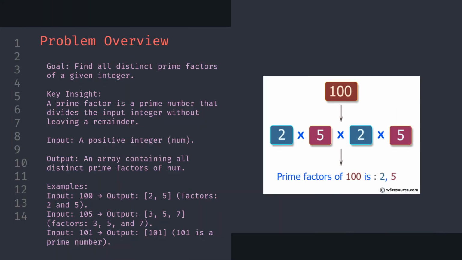The goal of this problem is to determine all the prime factors of a given integer. For example, for the input of 105, the prime factors are 3, 5, and 7. The result contains only distinct primes, even if they appear multiple times in the factorization. Let's break down how to solve this programmatically.